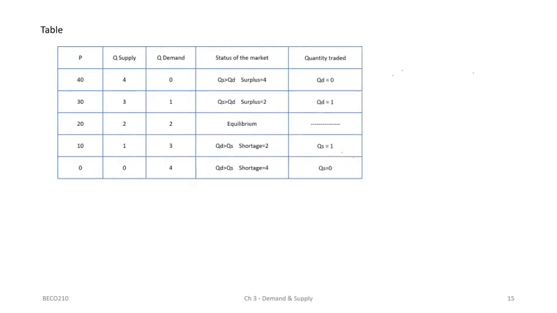Now let's analyze equilibrium, surplus, and shortage using a table. Here's a table. We have the prices. For each price, the quantity supplied. For each price, the quantity demanded.